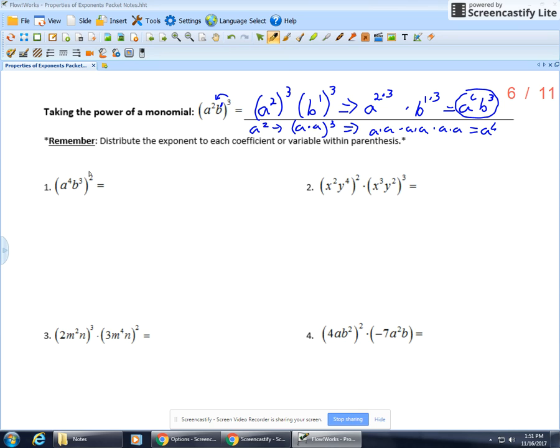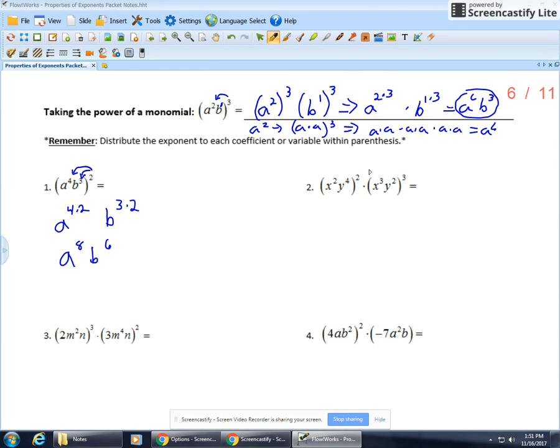So the key thing is distribute the outside exponent to each of the inside exponents and you multiply. So you get a to the 4 times 2 power and b to the 3 times 2 power. So you get a to the 8th, b to the 6th.